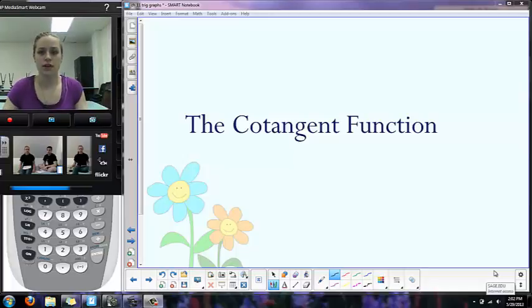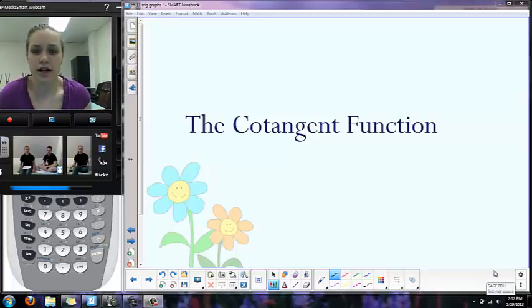Okay, so the last one that we're going to do is the cotangent function, and that is the last reciprocal function that we're going to do. So we did secant, cosecant, and now cotangent. After that, the only thing left that we have to do are inverse trig functions, so that should be tons of fun. Okay, so let's look at cotangent.